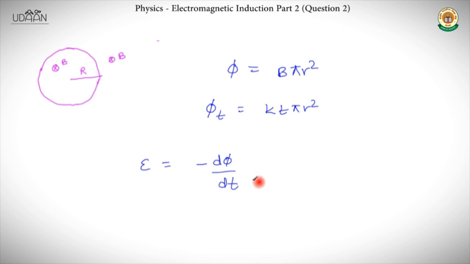Here the flux is increasing in the inward direction, so the induced current is the anti-clockwise direction. That's right. So the EMF developed will be in the clockwise direction here. Right. So I am going to differentiate this. I will get k into pi r square. Just t will be removed. It's a simple differentiation.